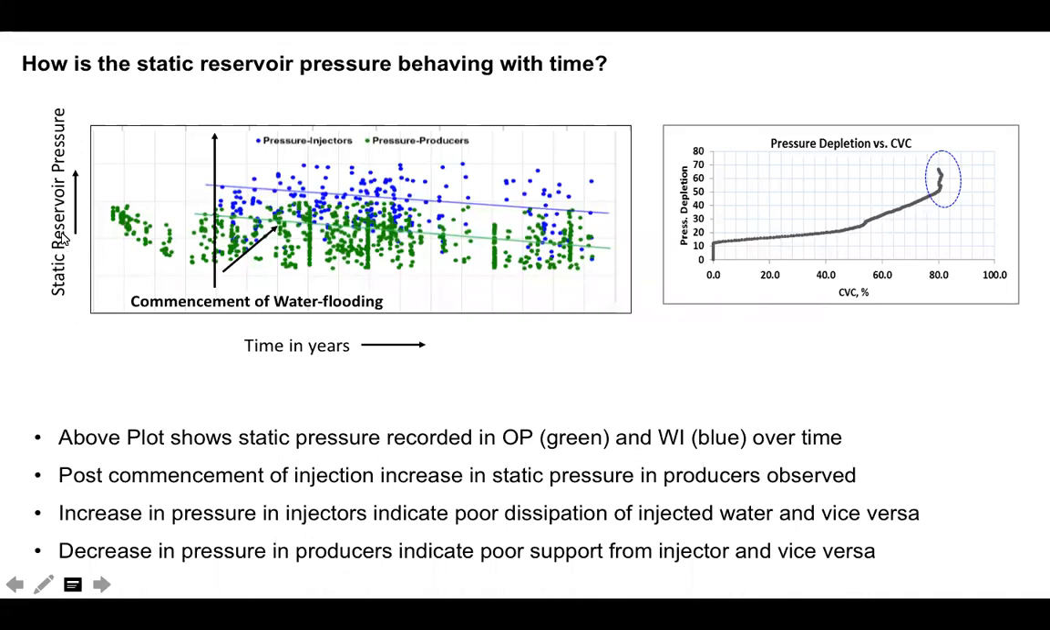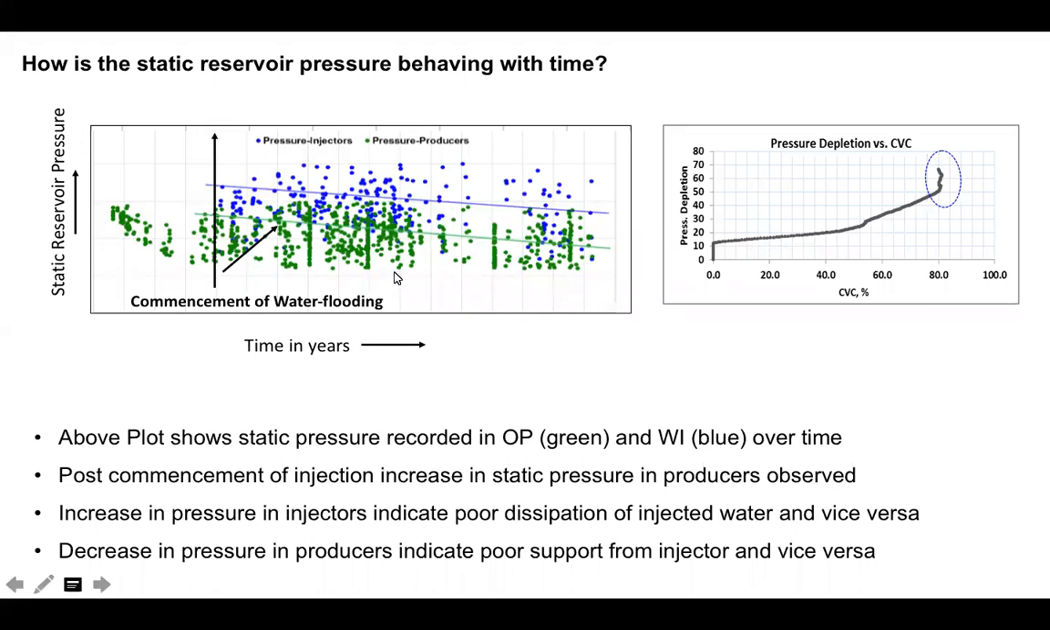Now let's look at this plot. In this field, if you see the pressure recorded in the producer wells, the pressure trend shows a drop in pressure till water flooding started in the field. And once water flooding started, the pressure in the producer well starts increasing. Another thing you should notice is the green dots and the blue dots are very close to each other, which is how it should be, because if your water flooding is uniform, then the pressure recorded in your water injector and the pressure recorded in your producer should ideally be the same.